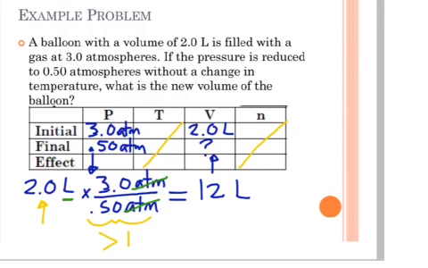You also always want to double check significant figures. We've got 2 significant figures here, 2 significant figures here, 2 significant figures here. So my answer should have 2 significant figures, and it does, so that is a very good thing.